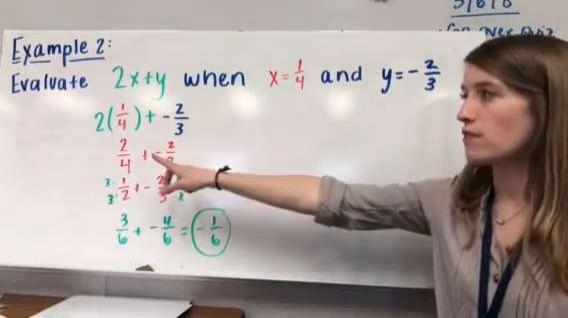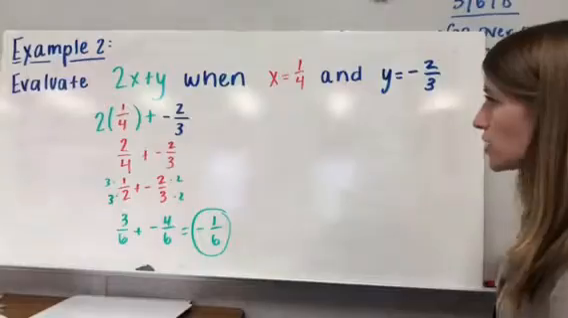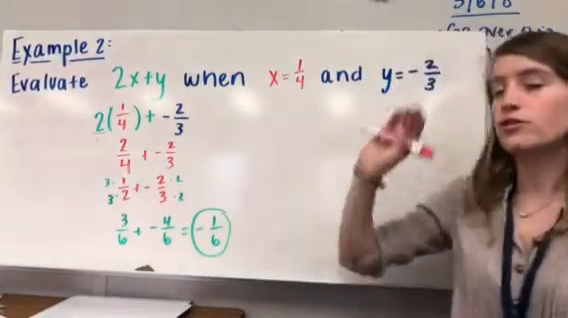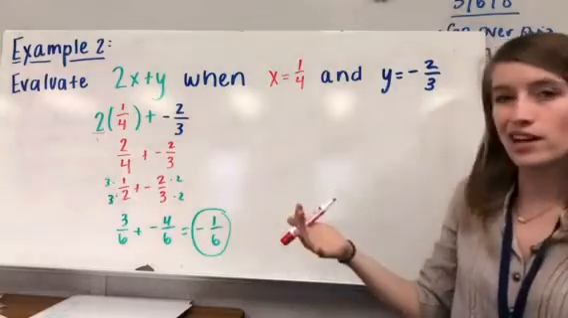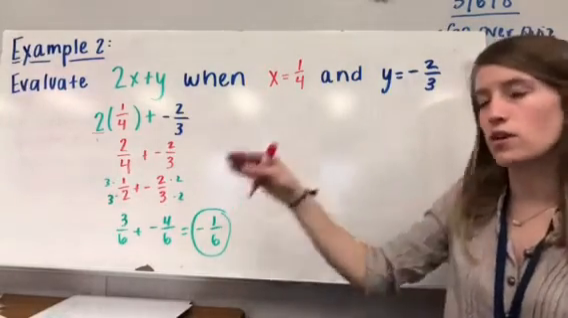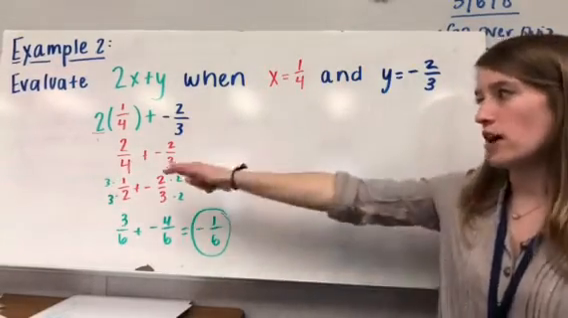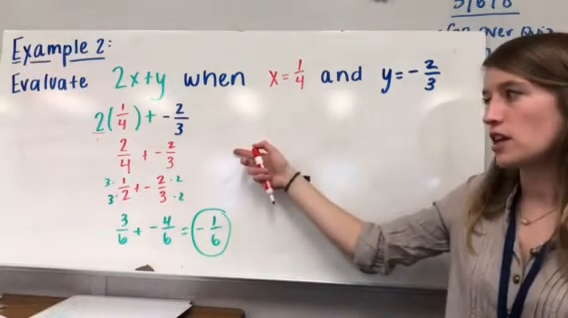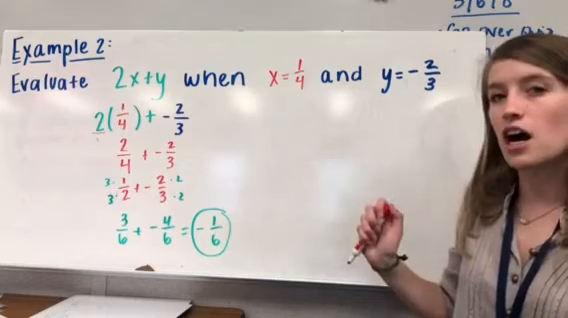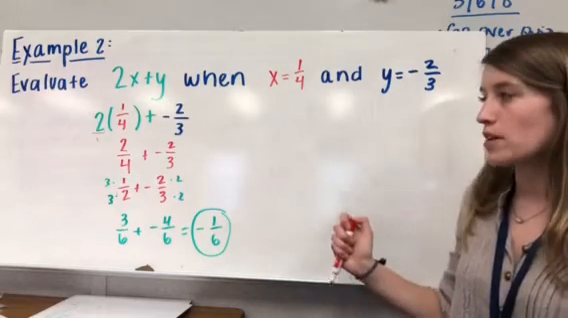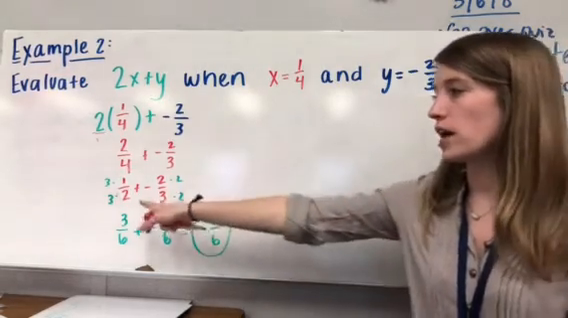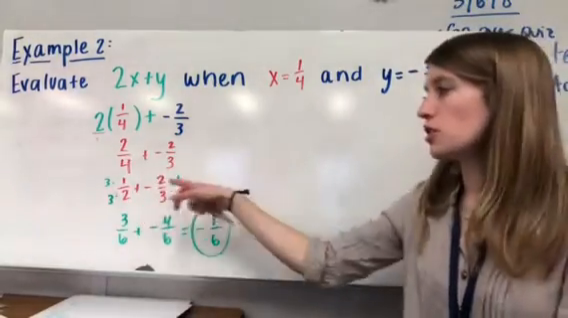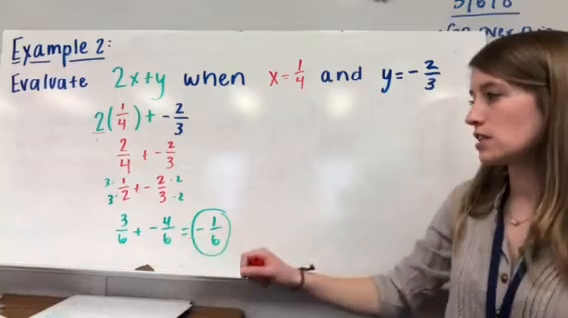If I multiply that first term, when we're multiplying fractions, remember, we multiply numerators and denominators. So 2 times 1 is 2. 2 technically has a denominator of 1, so 1 times 4 is 4. That fraction is 2/4. Now I have 2/4 plus negative 2/3. I need to go ahead and get those into common denominators. Well, I went ahead and simplified 2/4 to 1/2. So 2 and 3 have a common denominator of 6.